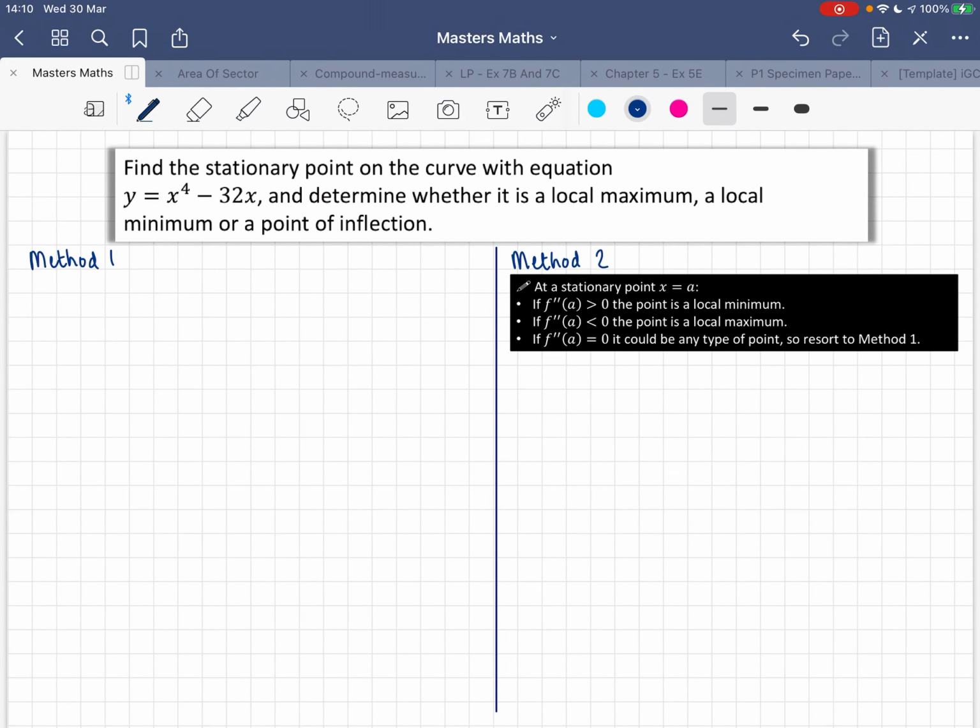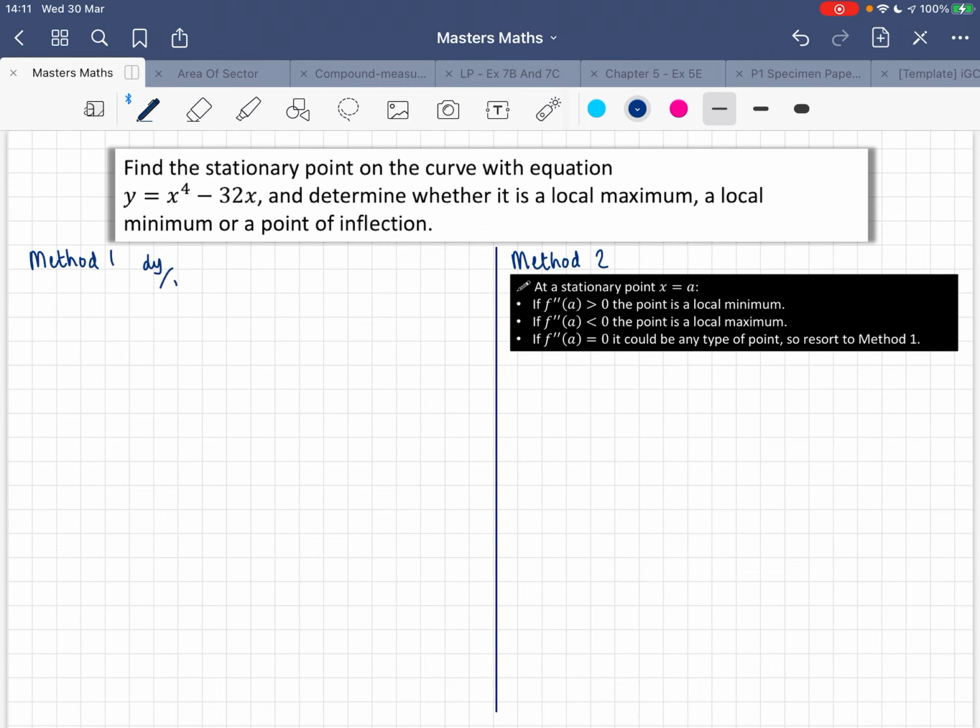So we're going to go through 2 ways of deciding whether our turning points are maximum, minimum, or point of inflection. So the first way we could do it. Either way, we are going to have to differentiate first. So method 1, we've got y equals x to the power of 4 minus 32x, and we want to find whether the stationary point is a maximum, minimum, or point of inflection.